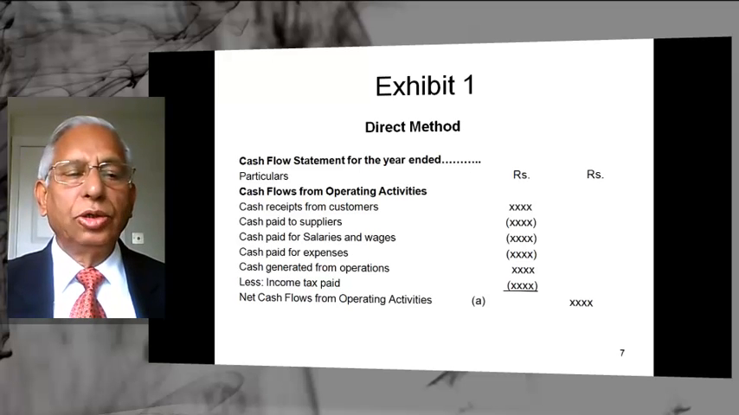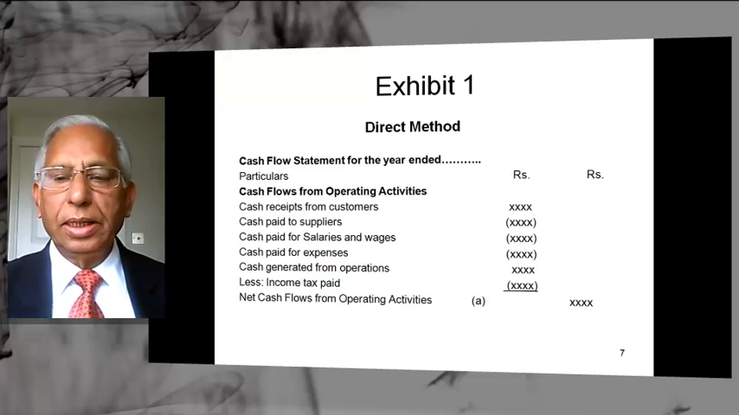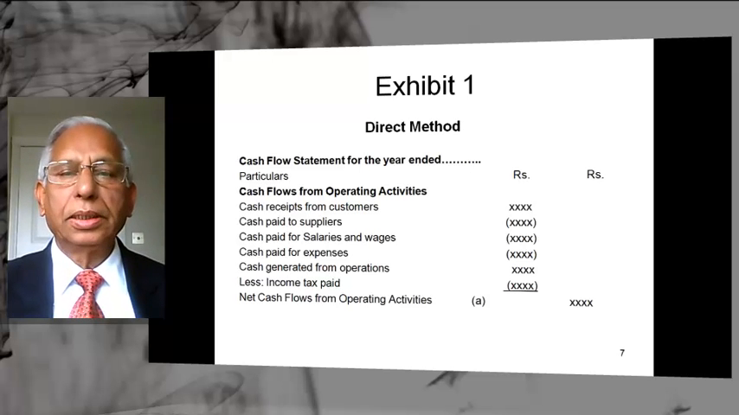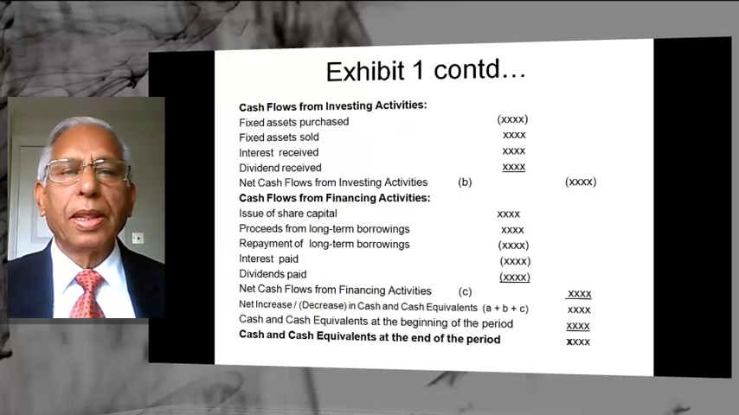From this you minus income tax paid. So the balancing figure is net cash flows from operating activities. This is segment A of Exhibit 1 under direct method. Now see, these are the components of investing and financing.